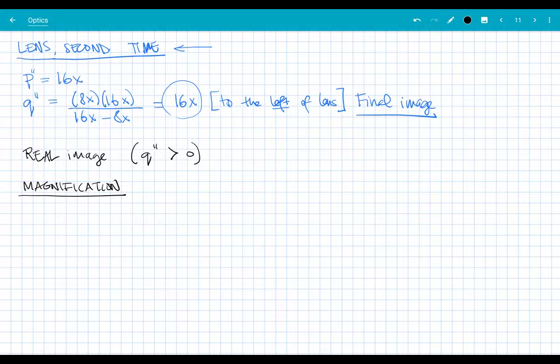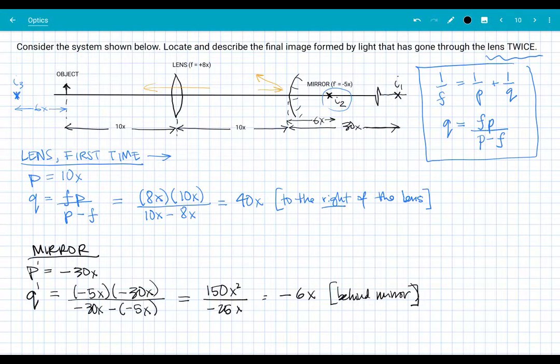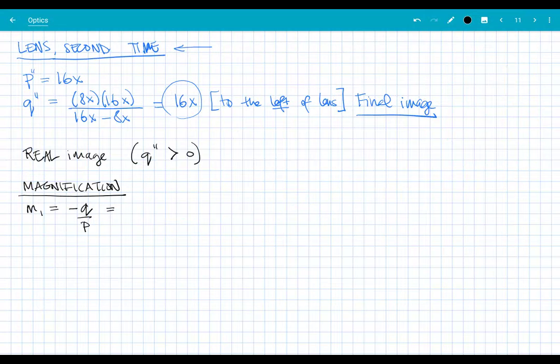Okay, so now let's figure out the magnifications, because that's part of describing my final image. I'm going to do these one at a time, so I'll just do 1, 2, and 3. Magnification 1 is the magnification that occurs going through the lens the first time, and this is always going to be negative q over p for every one of these. Remember that that negative sign is in the equation. If I look at my very first one, I see that q is 40x and p is 10x, so that'll be negative 40x over 10x, and that gives me negative 4.